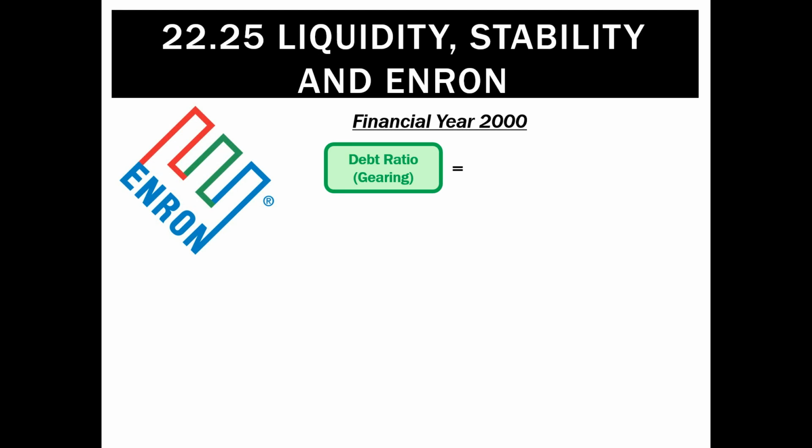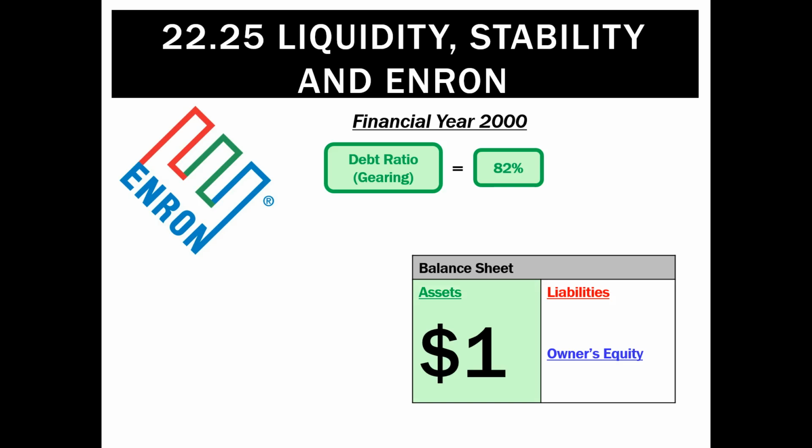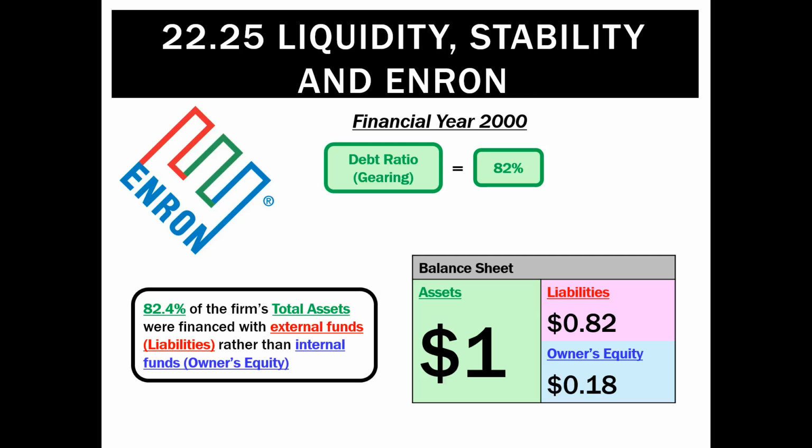Lastly, we've got our debt ratio to look at our stability, and we can see that was 82%. What does that mean? It means that for every dollar of assets Enron had by the time it went broke, 82 cents were financed from debt or liabilities. That meant owner's equity was only representative of 18% of assets. So that's not a good result. 82% of the total assets were financed with external funds rather than internal funds.